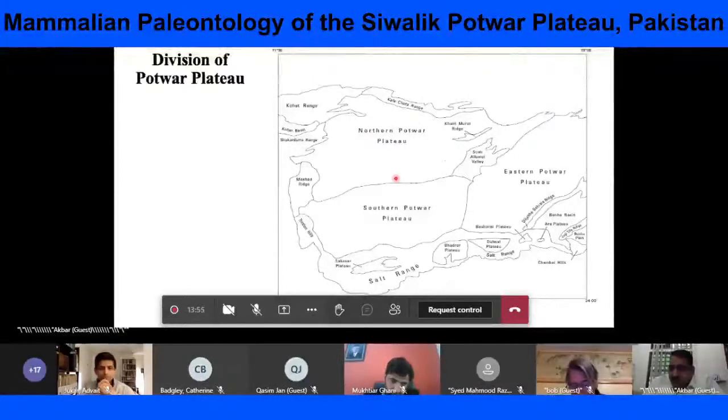Potwar Plateau outcrops are best for the fossil collection because they comprise a variety of fossils aggregated because of erosion. There is a complete sequence of 18 to 6 million years old sediments, and the most extant mammalian orders represent their ancestors in the Siwalik Potwar Plateau.